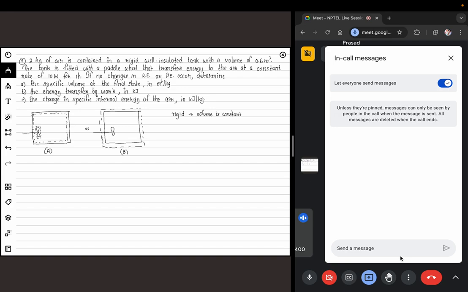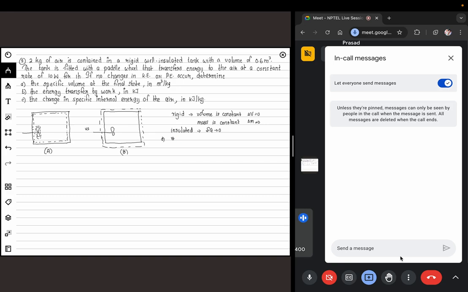And there are no openings anywhere, so assume that whenever the paddle wheel is connected inside the room, it is properly sealed, that there are no leakages, which means mass is constant. And whenever you say insulated, it means the heat interactions are 0. So with these points, the first one asks you to find the specific volume.